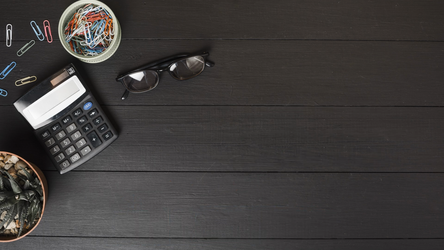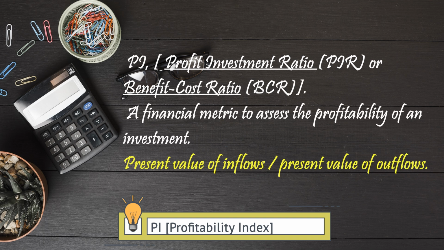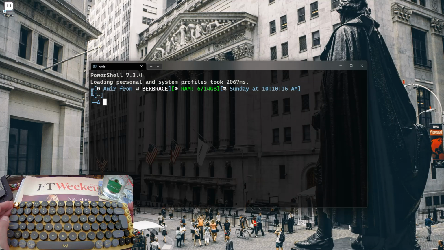And finally, we have PI, or Profitability Index. It's also known as the Profit Investment Ratio, PIR. That's a financial metric that is used to assess the profitability of an investment. And the calculation here is pretty simple. You divide the present value of cash inflows by the present value of cash outflows. Alright, so those were the 4 financial metrics that we are going to calculate here in our machine learning tutorial. So go ahead, open your terminal here.